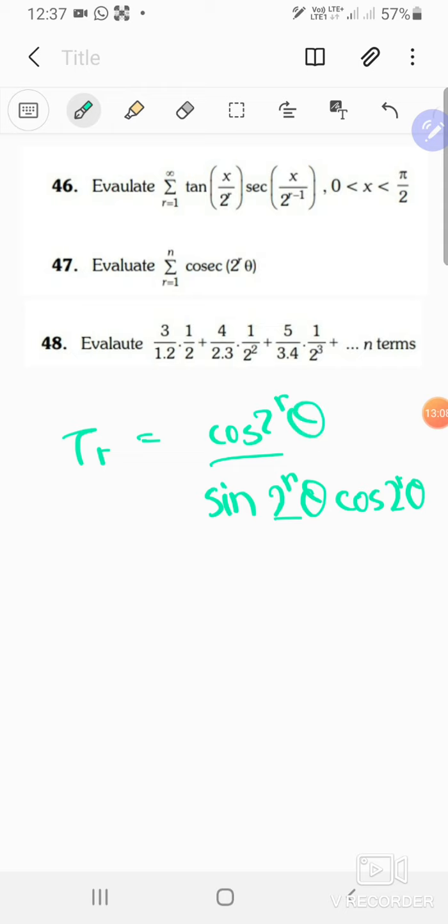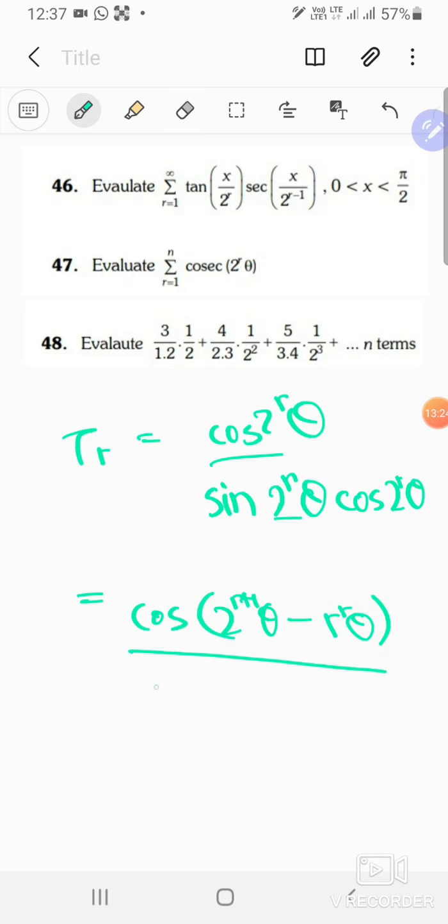Yeah, cool. So 2 power r theta, what? 2 power r plus 1. No, let's just do it. So cosine of, I think, yes, that can be done. So 2 power r plus 1 theta minus 2 power r theta, upon, which will just multiply by 2 over there. So 2, then you have sine of 2 power r plus 1 theta, right?